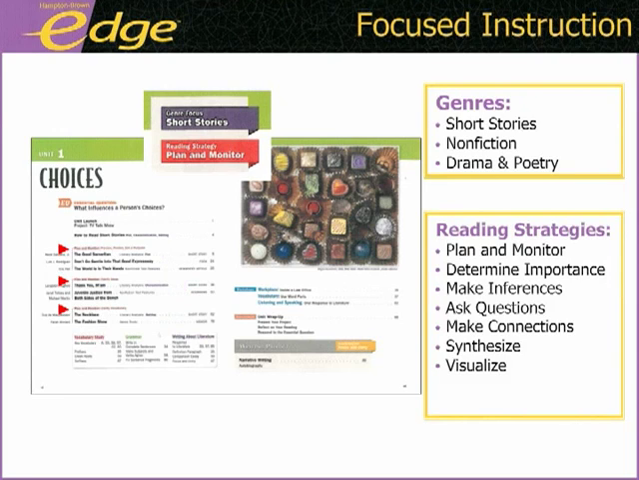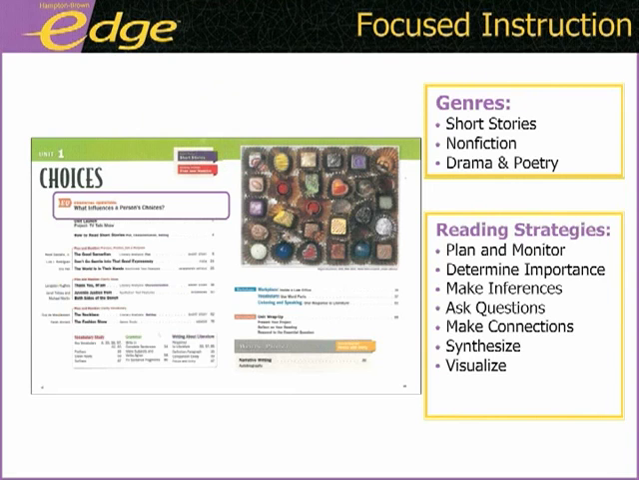EDGE also covers 7 general reading strategies known to promote adolescents' reading comprehension. Each element of the reading strategy is listed in red. Not only is each unit based on a specific genre focus and reading strategy, it is also built around an essential question.